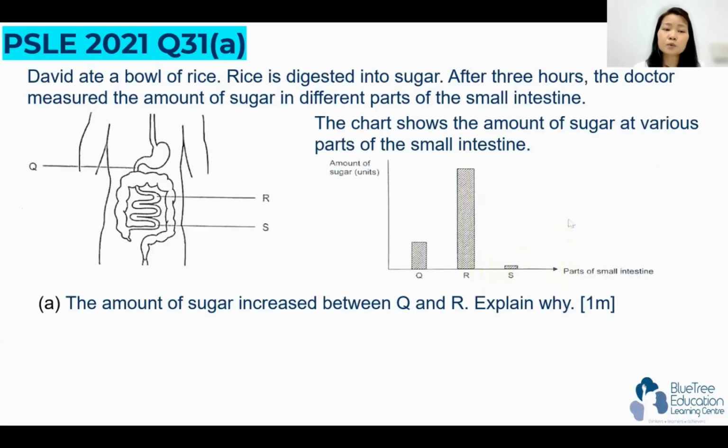David ate a bowl of rice. Rice is digested into sugar. After 3 hours, the doctor measured the amount of sugar in different parts of the small intestine. Now, the chart shows the amount of sugar at various parts of the small intestine.